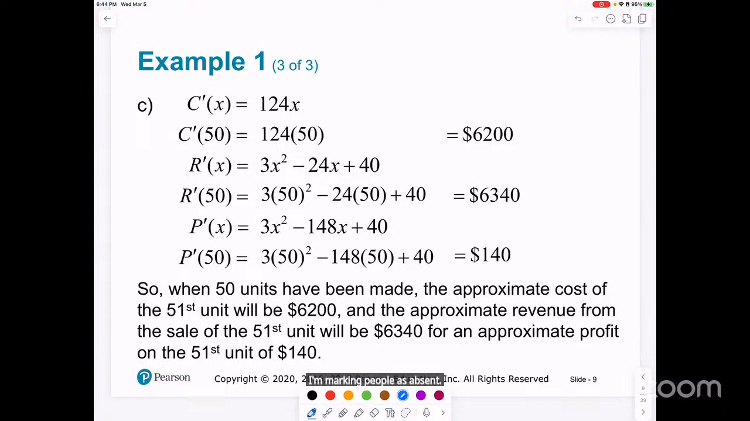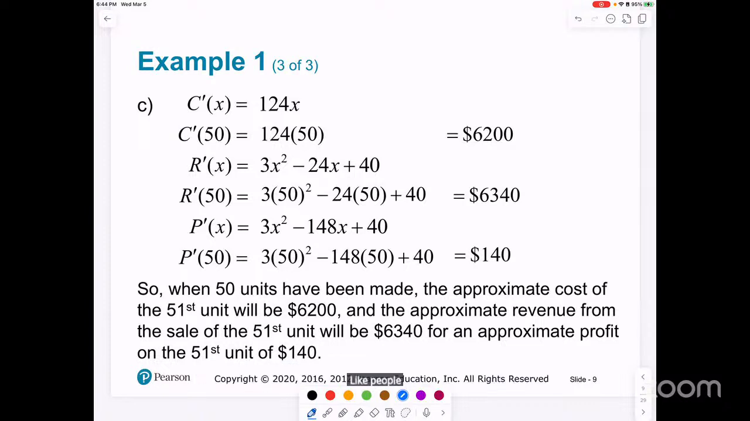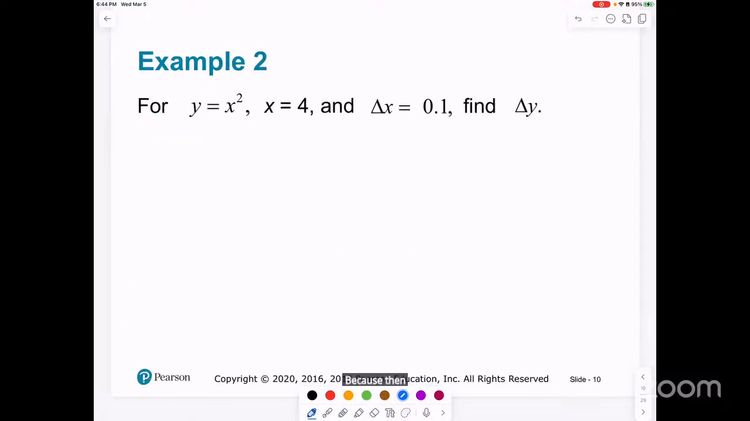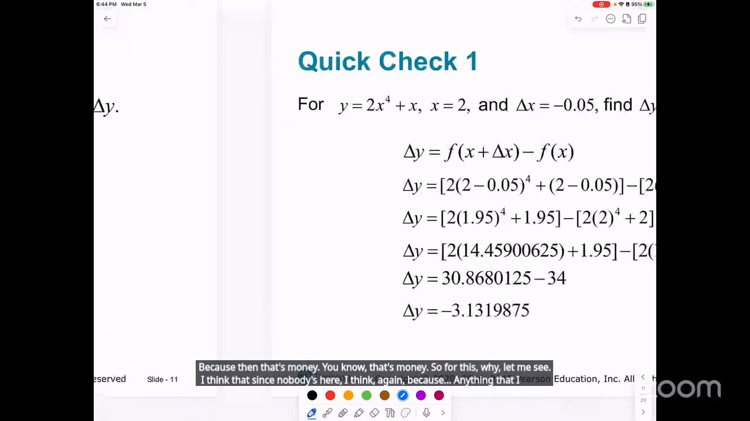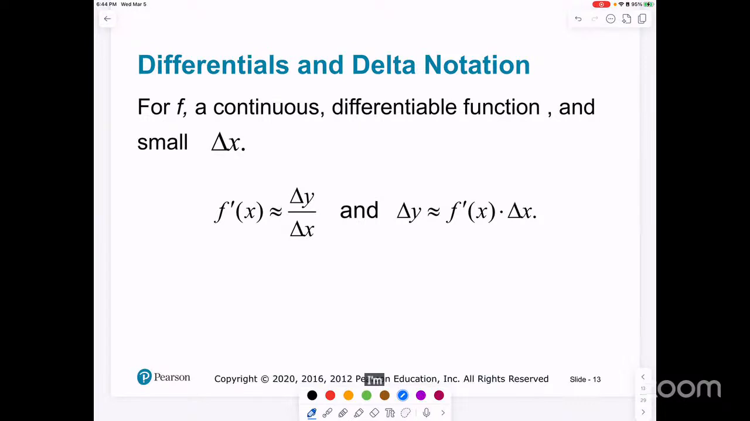And plus, I know we're rapidly approaching a purge. If I just submit those names, it's going to be bad. People get booted and they may or may not be able to get back in. It's really dangerous to not show up because that's money. Since nobody's here, anything that I would say live is already in my recordings, and I know that you guys can use that. I'm just trying to glance to see if there's anything.